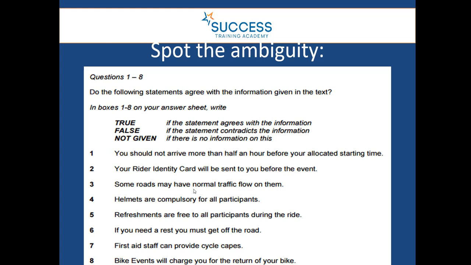Okay, hopefully you have discovered the massive ambiguity there in number 1. You should not arrive more than half an hour before your allocated starting time. Now, does that mean like 30 minutes before? It could be meaning more than 30 minutes, it could be 10 minutes. It's just so confusing and very poorly written. And I show this one because it's very simple to easily miss ambiguities in information that we present.